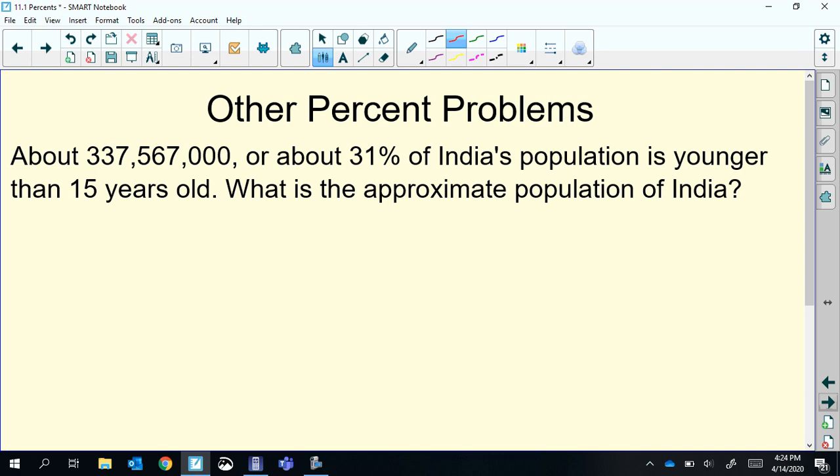All right, here we're looking at the population of India. It says that 337,567,000, or 31% of India's population is under 15 years of age. So what is the approximate population? So this is saying that this is 31%.